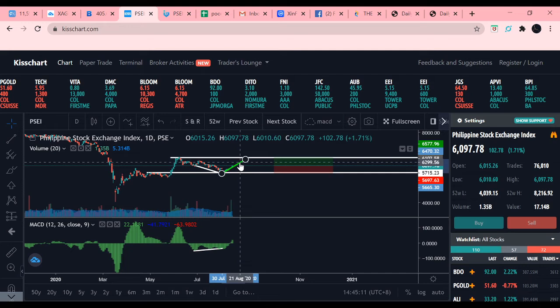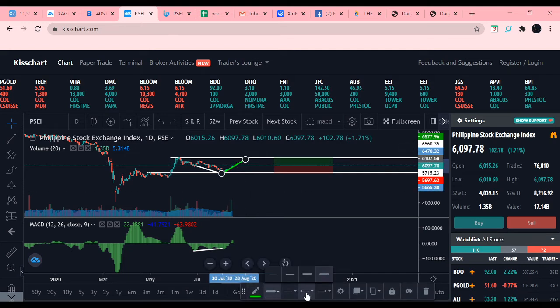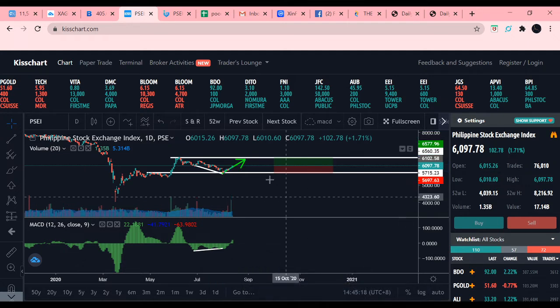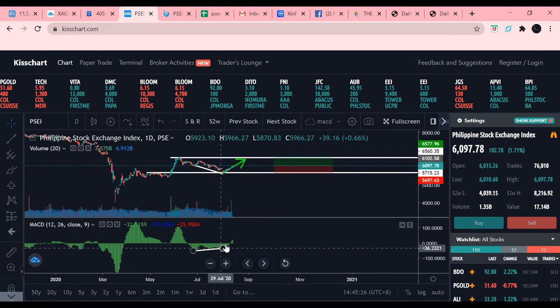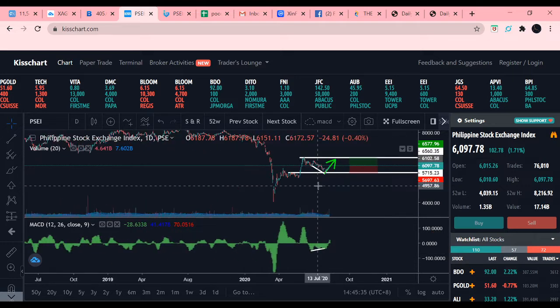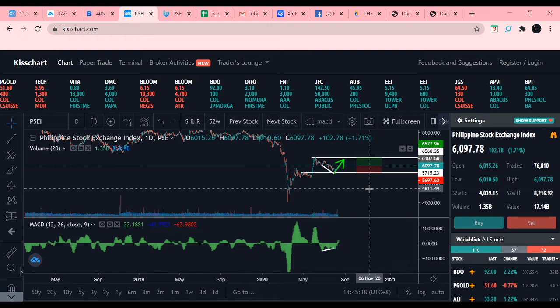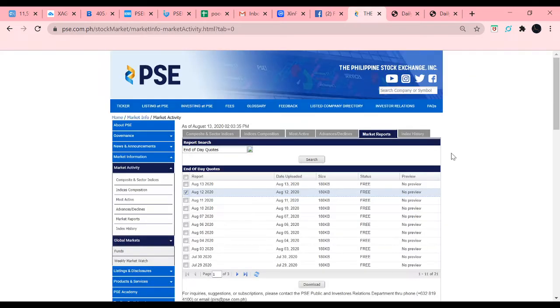Or palitan natin to ng arrow. Pwede bang mapalitan dito? Ayan. Oh, yan yung target ko, the 6,600. At saka nakakita tayo ng maliban sa nagkaroon siya ng crossover, nagkaroon din siya actually ng bullish divergence. So, yeah. That's good. That's good for the PSEi.